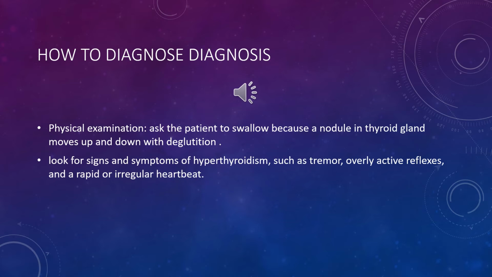To diagnose the solitary thyroid nodule, you first should do the physical examination and ask the patient to swallow, because a nodular thyroid gland moves up and down with deglutition, and also with the protrusion of the tongue. And there are also signs and symptoms to look for, like hyperthyroidism, tremor, overly active reflexes, and rapid or irregular heartbeats.